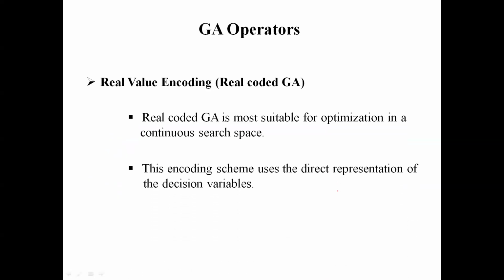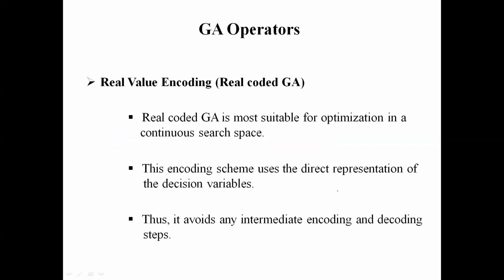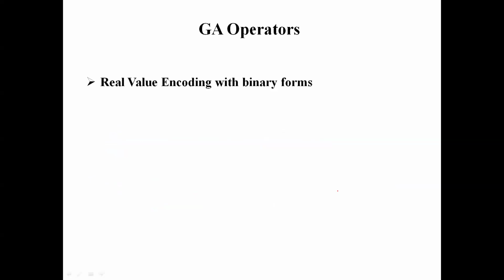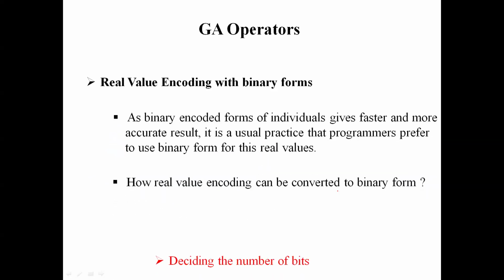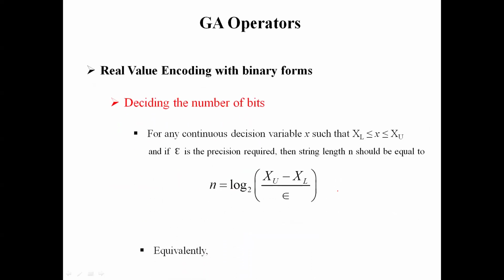It's useful for optimization techniques where you have a continuous search space. So there is no need for any intermediate encoding and decoding steps. So maybe you can have direct real value representations like this. Okay. Then it's also possible that you can have binary encoded forms of individuals, which sometimes give faster results than these decimal values. Okay, so what you can do is decide on the number of bits and convert it using something like this. So if you have a real value, how do you convert it to a binary?